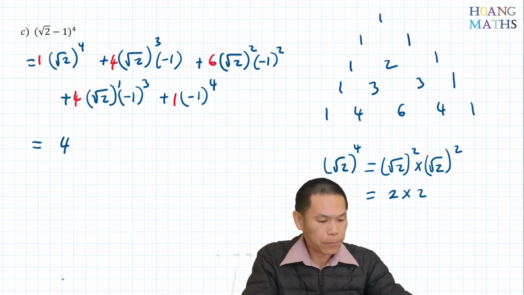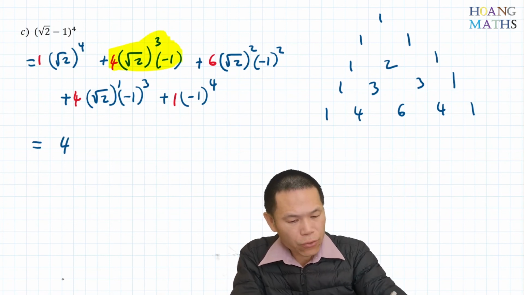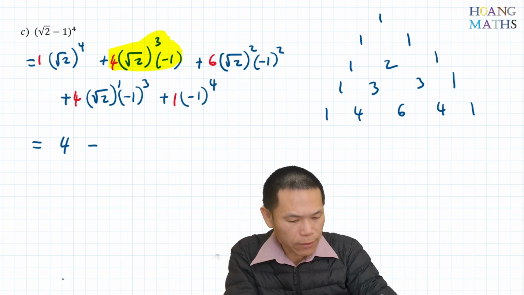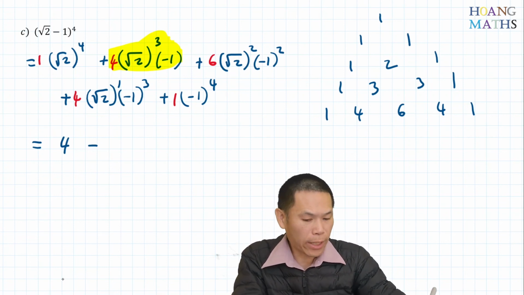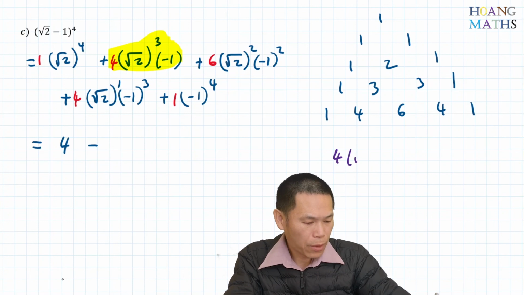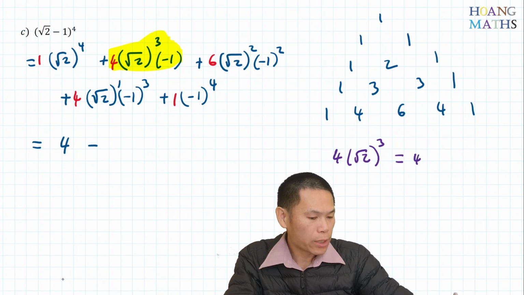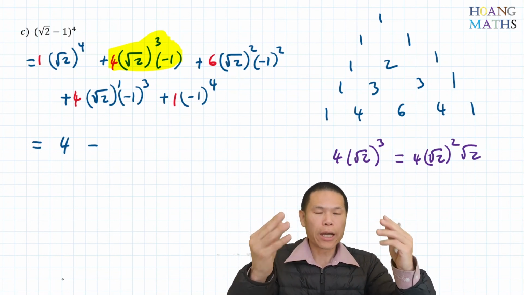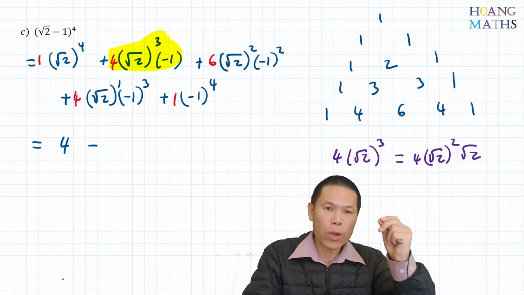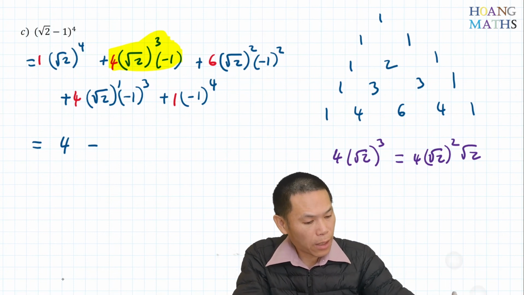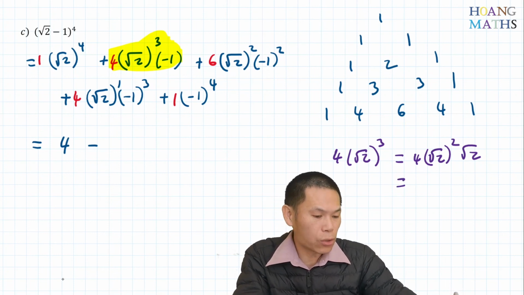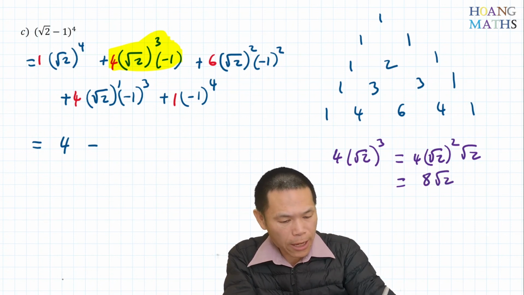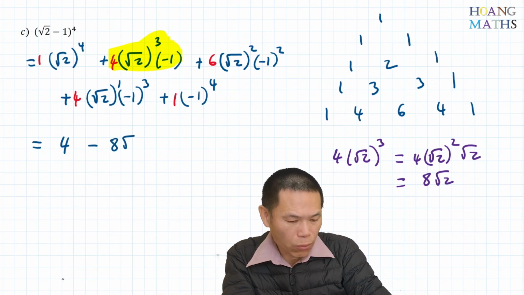So let's write this down. Now with this term, we know that the answer is negative, so we'll write this negative down, because negative 1 times 4. So this is 4 root 2 to the power 3. This one is the same as 4 times root 2 squared times root 2, because it's power 3, just like a to the power 3 is a squared times a. So root 2 squared is 2, 2 times 4 is 8. So 8 root 2. Let me just write this down: 8 square root 2.